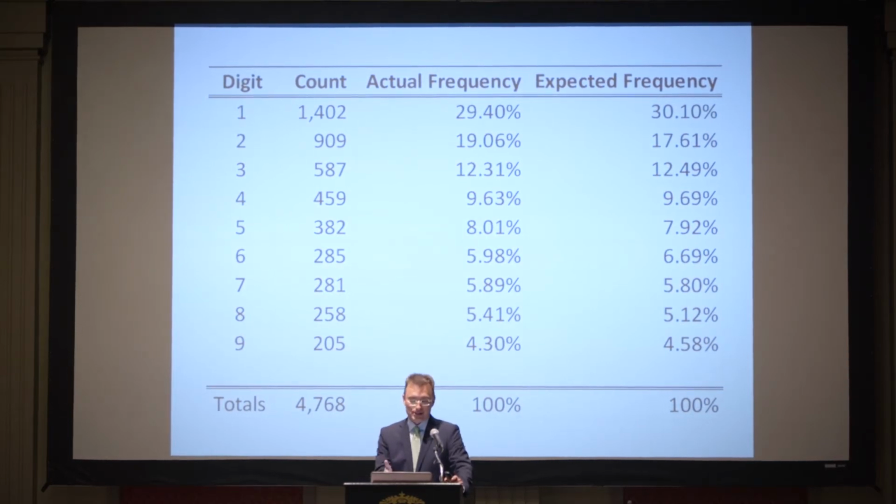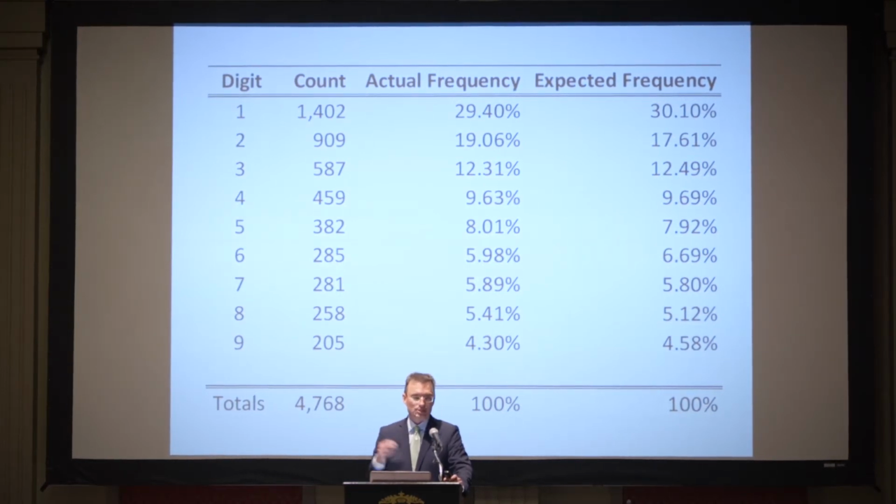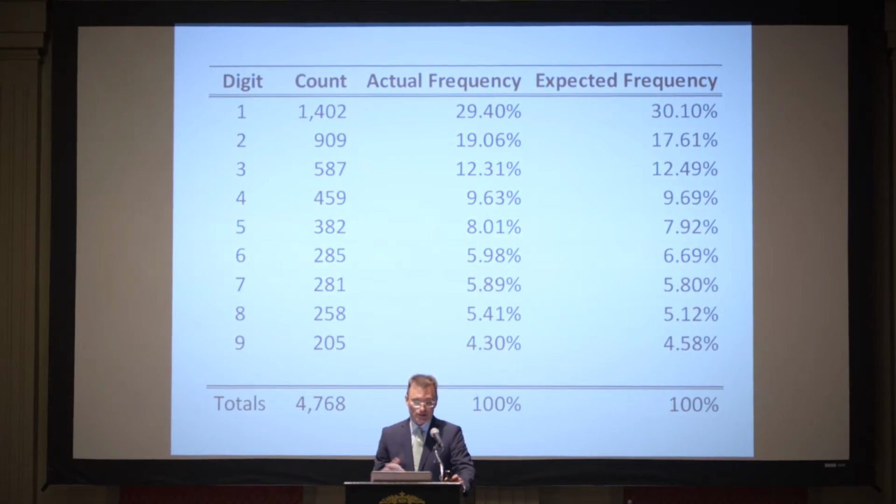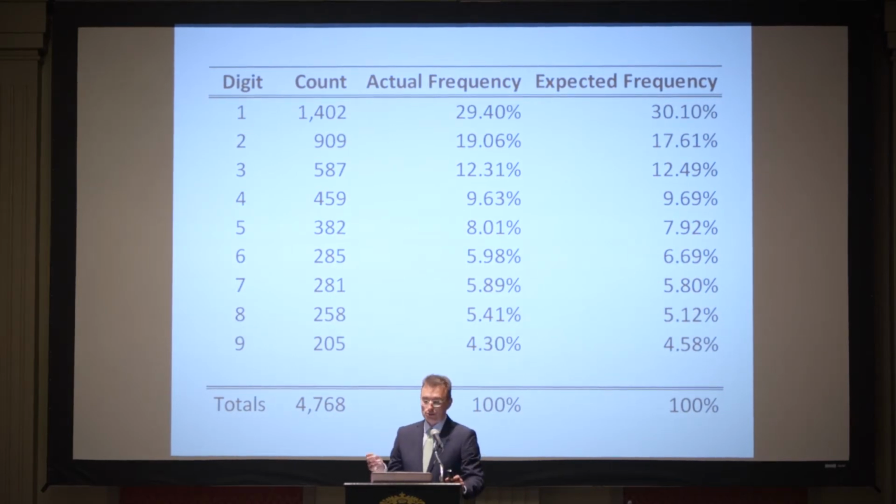As you can see, with my significant digits, how I calculated the actual frequency, that's taking the raw count and dividing it by the total count of all digits. So for digit number 1, that would be 1402 divided by 4768, and that would give me an actual frequency of 29.40%.